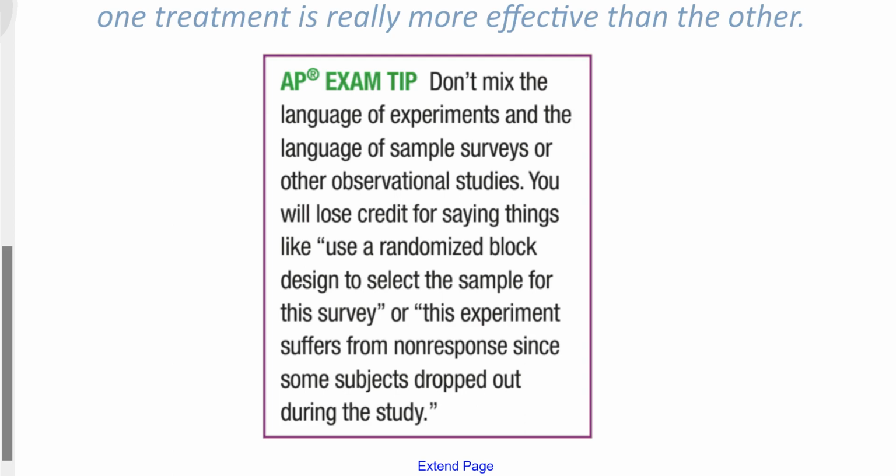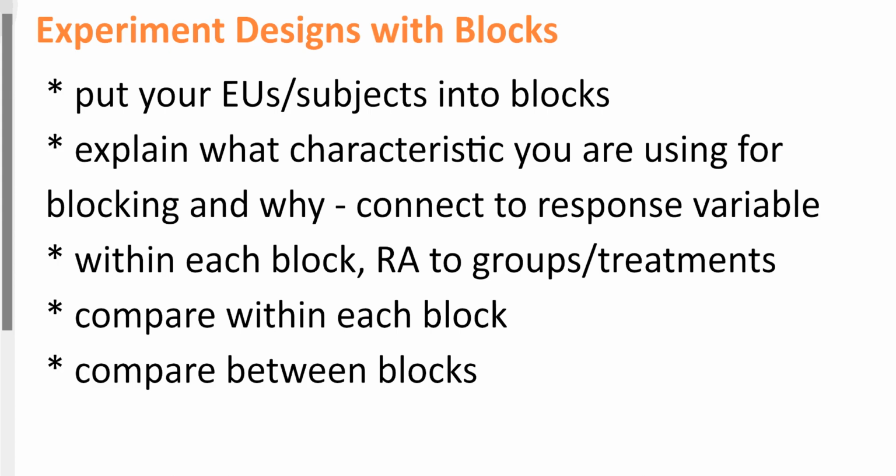Okay. So, experimental designs with blocks. A couple of notes. Make sure you put your experimental units or subjects into blocks right away. That is not random. This is on purpose, to divide them up in a way that makes them common. And then explain why you're using that. So this is what we're going to be doing right away. And then within each block, we're going to randomly assign to groups and treatments, compare within each block, and then compare between the blocks. So there's two comparisons going on.